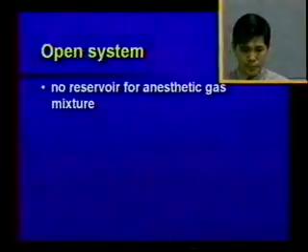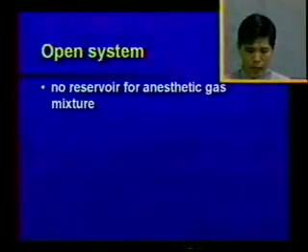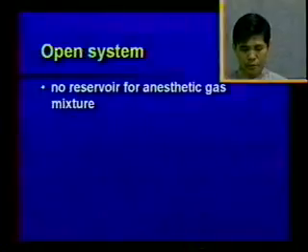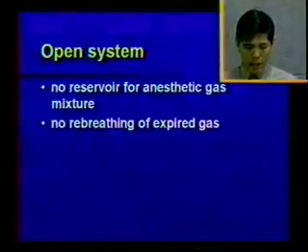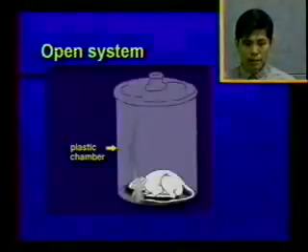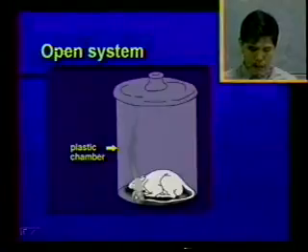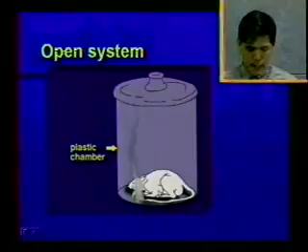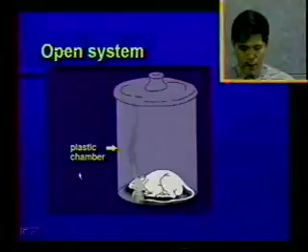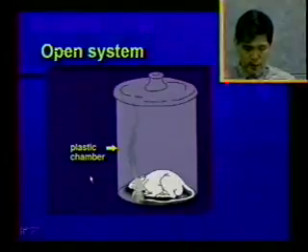For the open system, there is no reservoir for the anesthetic gas mixture. There is no rebreathing of the expired gas. And this is a good example of an open system. As you could see here, there's a plastic chamber, and inside the chamber is cotton impregnated or saturated with inhalant anesthetic. And the animal breathes that anesthetic in and out. So again, you could see here that there's no reservoir, there's no bag.